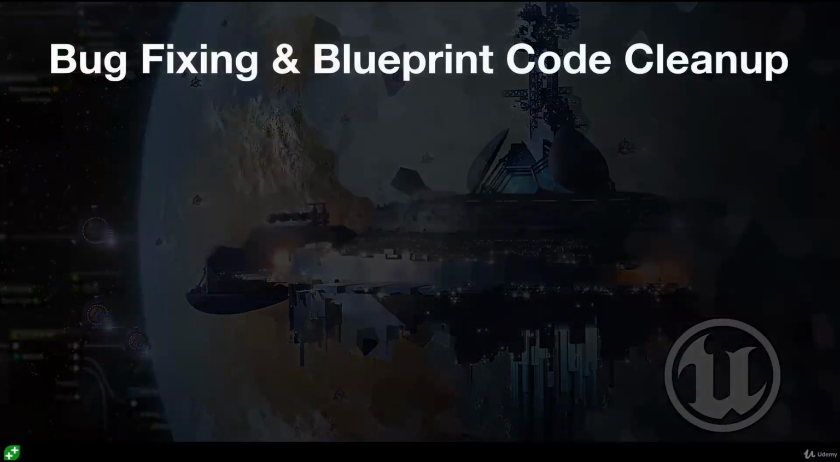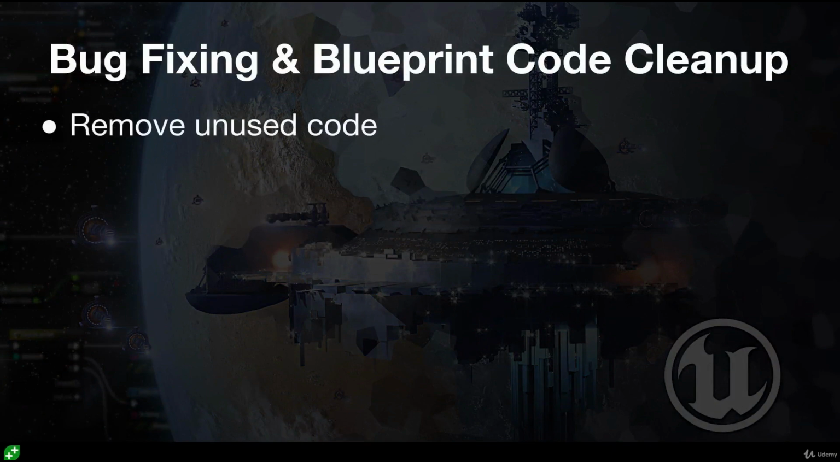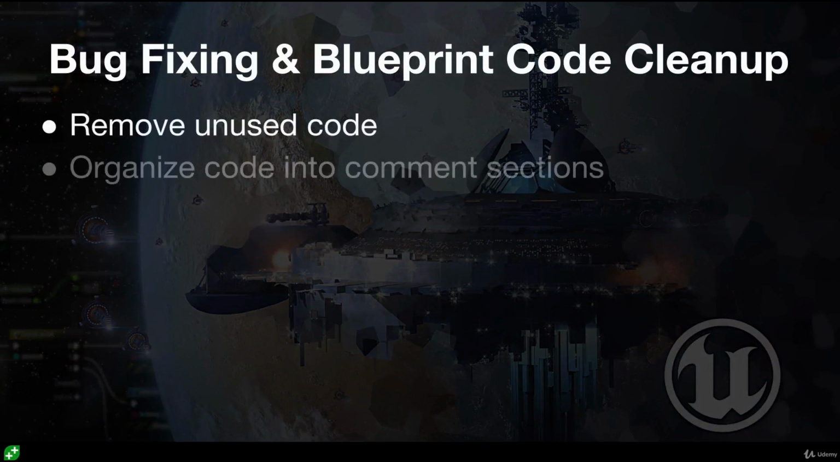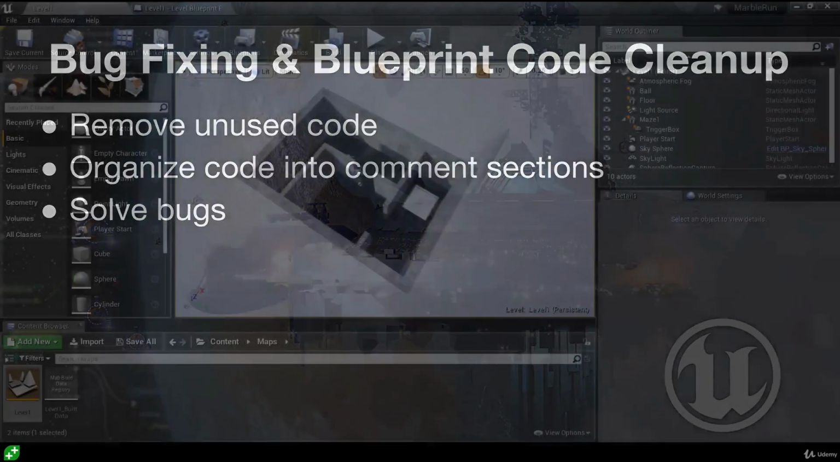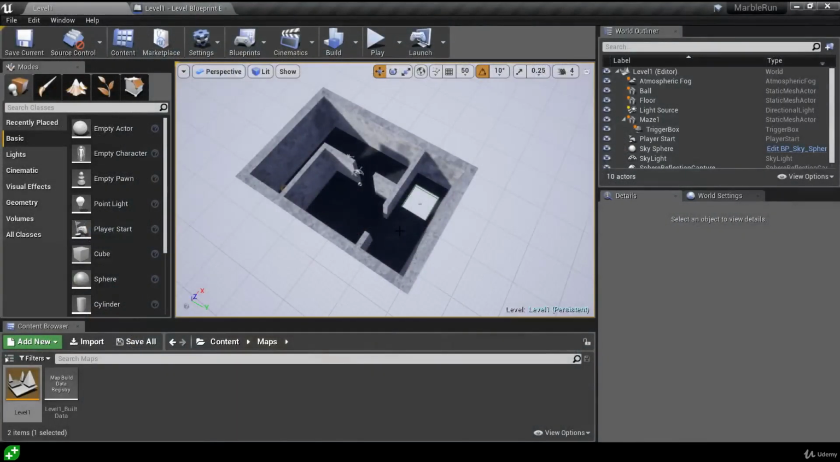Hey, welcome to this lesson, which is bug fixing and blueprint code cleanup. In this lesson, we are going to remove any unused code for our game, and we are going to organize our code by using comment sections. And then we are going to solve a couple of bugs that I have found while developing this game. So let's start this lesson by removing any unnecessary code we have created so far.